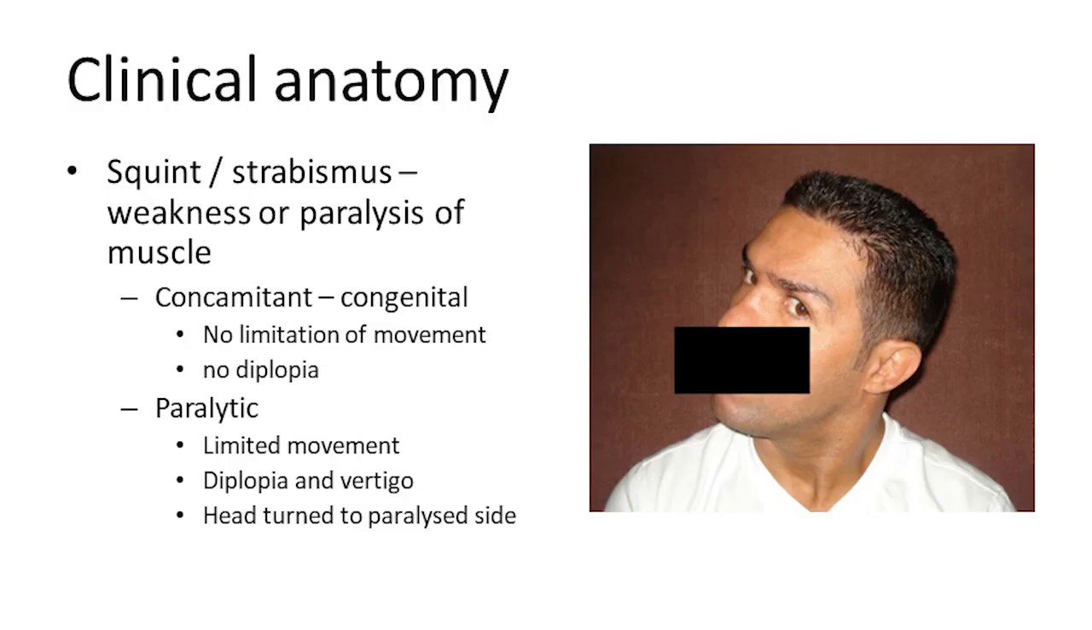Now the other type of squint is paralytic squint. It is squint caused by paralysis happening later in life. Here the eye movement is limited and there is diplopia, that is double vision, and vertigo, that is loss of balance, because vision is also a component of the mechanism which maintains the balance. And remember, here the head is turned to the paralyzed side. The head is involuntarily turned to the paralyzed side.